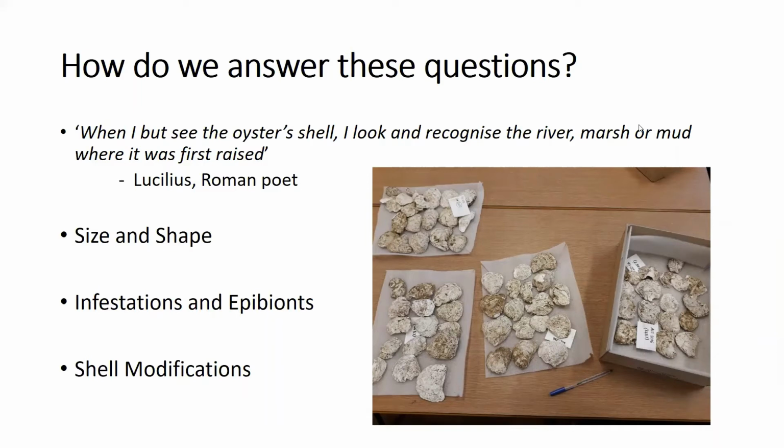So the first bit of data we might want to look at is the size and shape of the shell. The second, we might look at is infestations and epibionts. So are there creatures living on the shell, have they made their homes on it, or have they burrowed into the shell? Epibionts is a fancy word for little creatures that live on the surface of shells. And the third category is: has the shell been modified? Either has the oyster modified itself? Has it grown in a particular way to respond to its environment? Or is there evidence of human modification, such as have they cut the shell?